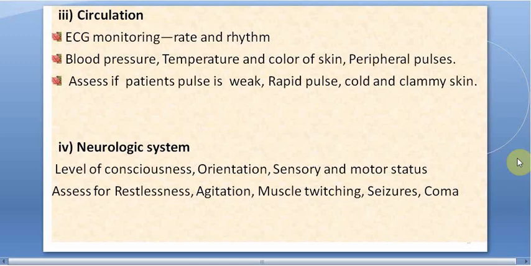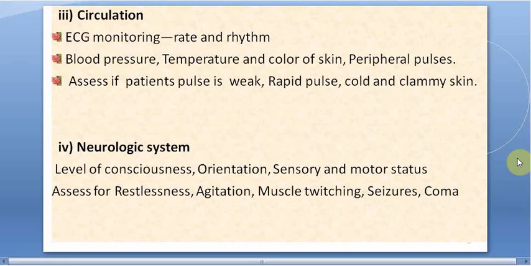Next is assess the circulation. When you are assessing the circulation, you usually see the ECG, that is the electrocardiogram. See the rhythm of the ECG. See if there is any abnormal heart rate and heart rhythm. Abnormal heart rate and rhythm is called arrhythmia or dysrhythmia. Along with that, monitor the blood pressure of the patient. See if it is very high or low. Most of the time, if the patient is hypotensive, he may go into shock. Even if the patient's BP is raised, that also is a problem. So you have to closely monitor the patient.